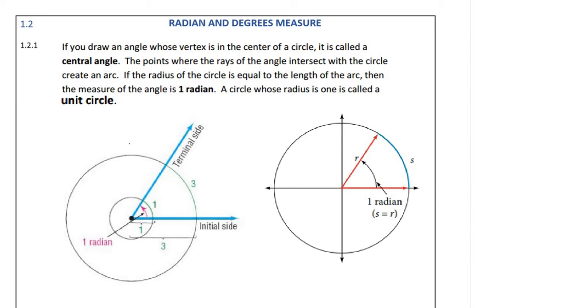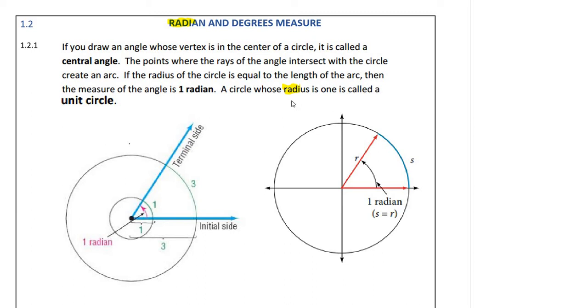Now, what's interesting is if you look at the word, radi, you see it's very closely related to radius. I mean, radius is also radi. So it's very closely related to the radius, and that is how they developed this new way of measuring an angle.